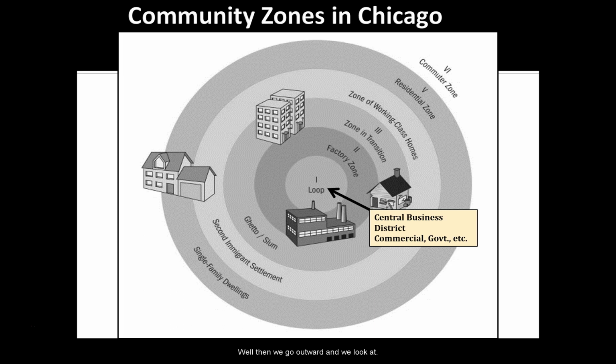Well, then we go outward and we look at, I'm highlighting here, the second immigrant settlement. So we're leaving the ghetto slum from this area, perhaps going to the second immigrant settlement. And we're hoping as a kid and perhaps as an adult, we're trying to get to this outer layer, this single family dwelling. Sometimes we can't escape that. So we become jealous, we become bitter, we think that we're stuck, that we can't escape this loop that we're in. So delinquency ensues.